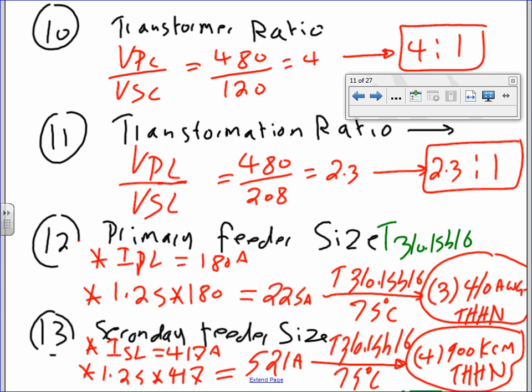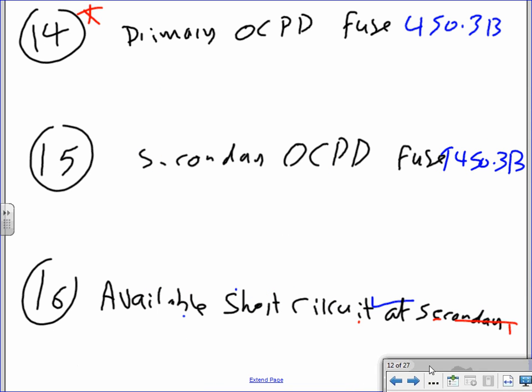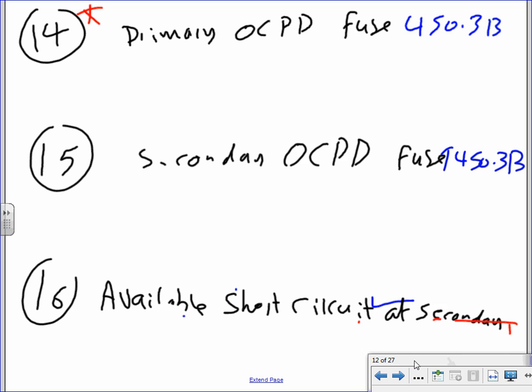Any comments? Any questions? So this is an easier one. We go to one table. Karen, good. Go to the next one. Everybody okay? You guys write faster than I do, or am I the slowest kid here today? All right. 14. Primary overcurrent protection device.